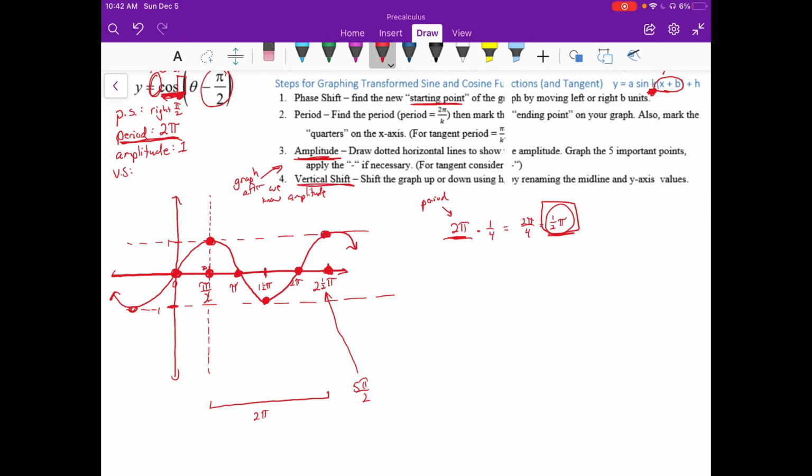We look to our vertical shift. Vertical shift is if something's added here, nothing's added, so there is none. So we don't do anything with that. And there is the graph of y equals cosine of theta minus pi over 2. This is a very interesting function because you should recognize that it looks exactly like the graph of sine. So the graph of sine starts at 0, up to 1, down to 0, and there's the graph of sine.